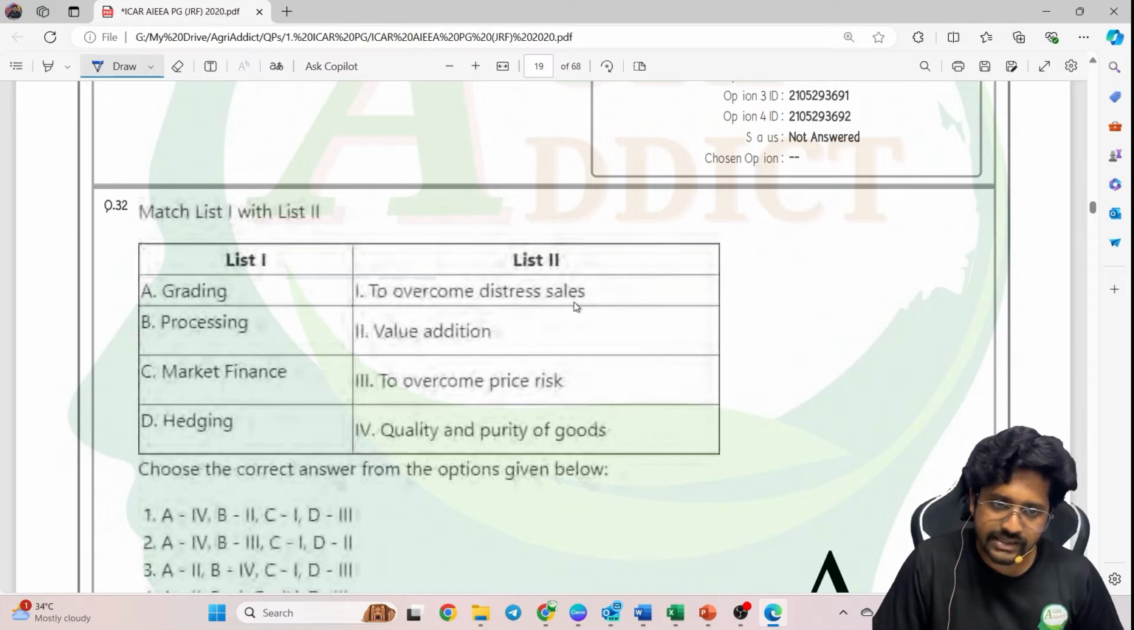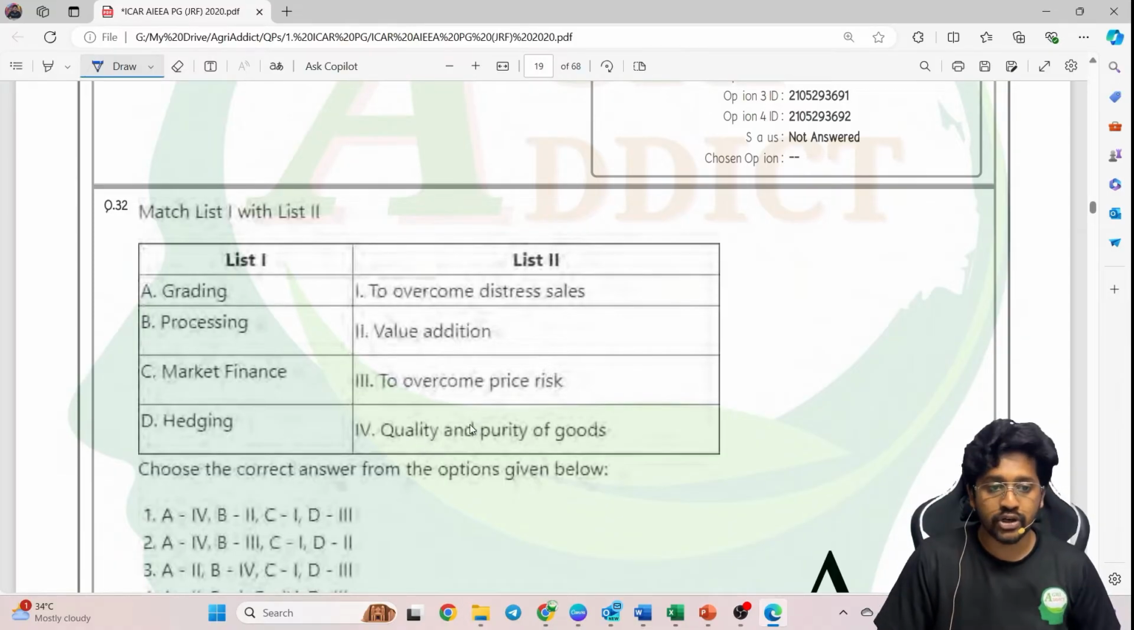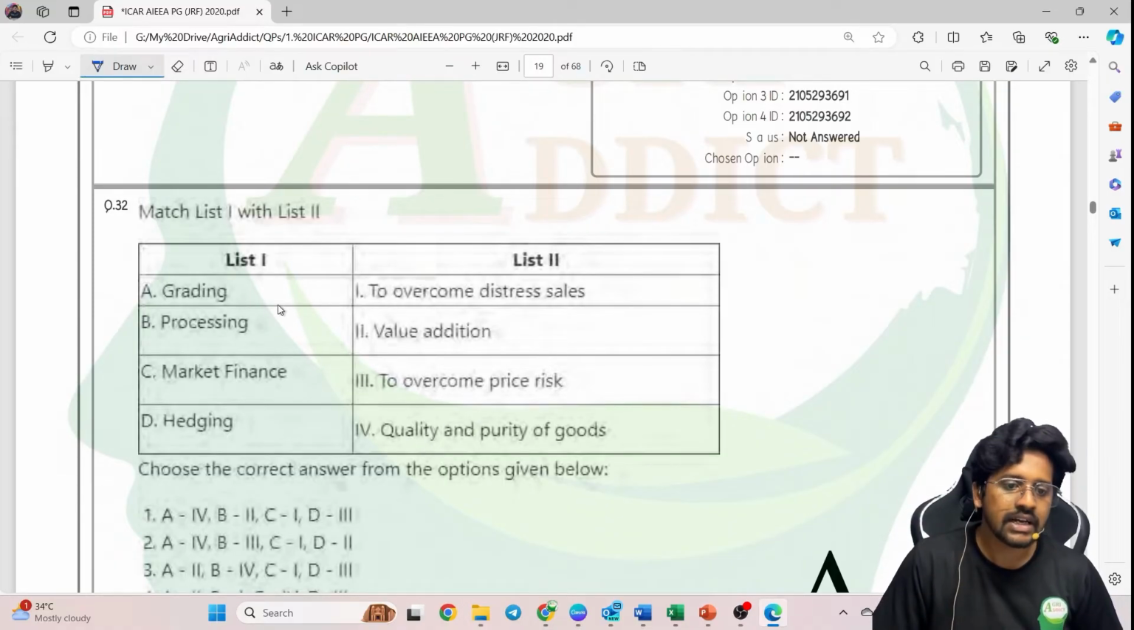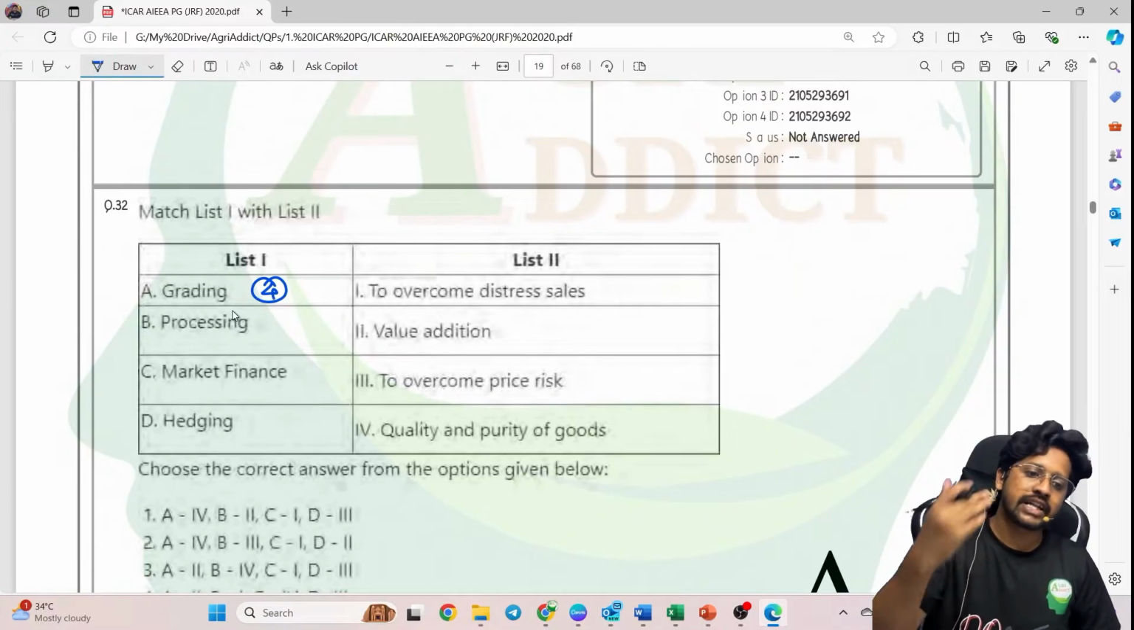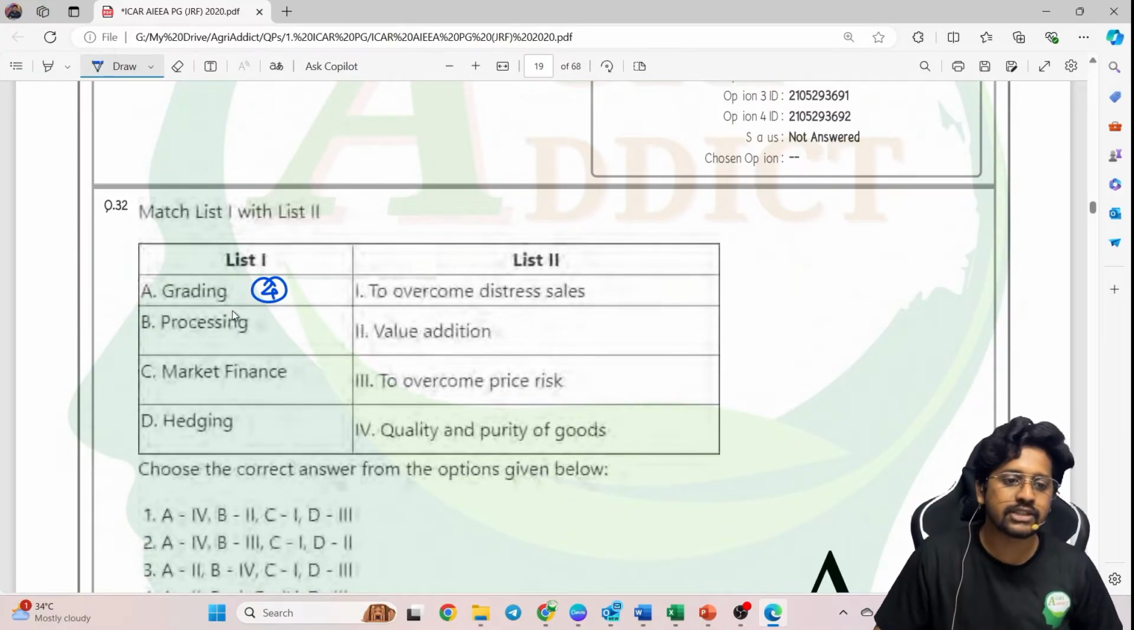To overcome distress sale, no. Value addition, no. To overcome the price, it also won't be coming. Quality and purity of the goods. So grading will be connected with the quality and purity of the goods. A will be connected with the fourth option. What is processing? Processing is conversion of the form of a product into another product in order to increase the utility, right? So therefore there comes a value addition. So processing can be connected with the value addition.